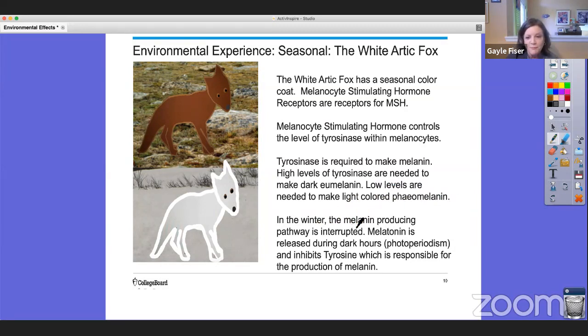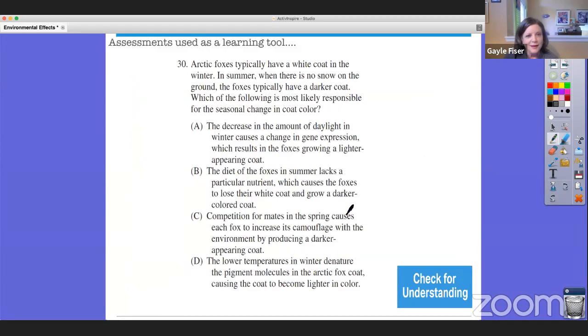So in the winter, the melanin-producing pathway is interrupted. Melatonin is released during dark hours, so it's a type of photoperiodism that's going on, and it inhibits the tyrosinase, which is responsible for the production of the melanin. I went down a rabbit hole on this little white Arctic fox, and they actually are heavier in the winter to help keep warm.